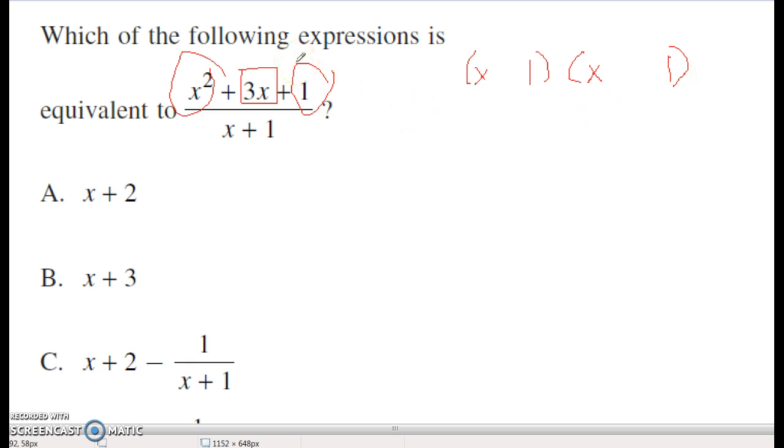What they're looking for is an expression that is equivalent to this. Because I'm not able to do something like this, I'm not able to eliminate what's on the bottom. I'm going to have to look at this a bit differently. Because of that, A and B are not going to be possible answers.